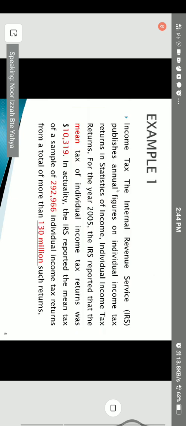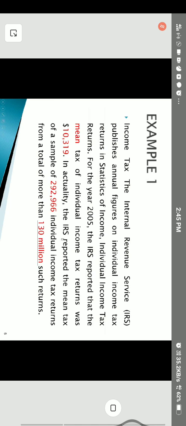Okay, and then look at the first example. Let's look at an example of the IRS, the Internal Revenue Service. It publishes a yearly figure. For individual income tax for the year 2005, the mean tax of individual income returns was $10,319. So this is an example in the US, so we use dollars.